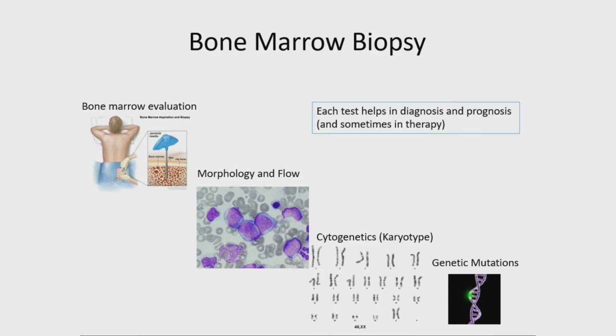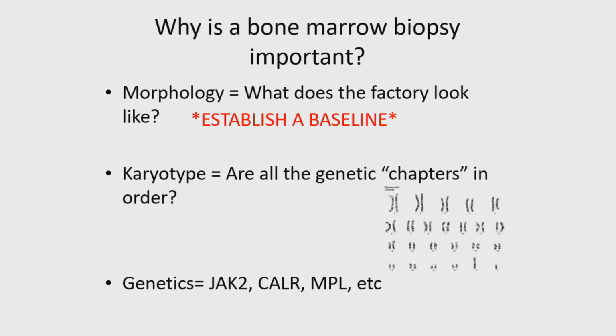From the bone marrow biopsy, we also get a variety of other tests. So we do what's called a karyotype, where we take a picture of all of the chromosomes, or the genetic chapters inside of the cell, to make sure that everything is in order and that all of the chromosomes are where they belong. And then we also test for genetic mutations. So we'll test for JAK2, and if appropriate, for calreticulin or MPL or other mutations. And I guess I've already said this, but I can't emphasize this enough: it is important to do a bone marrow biopsy to establish a diagnosis.